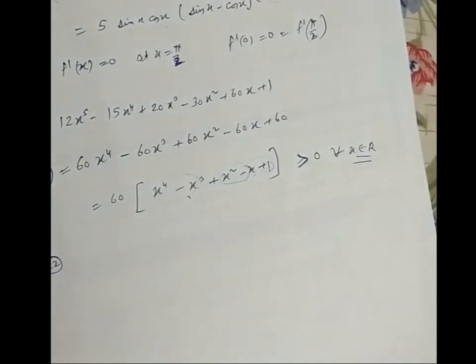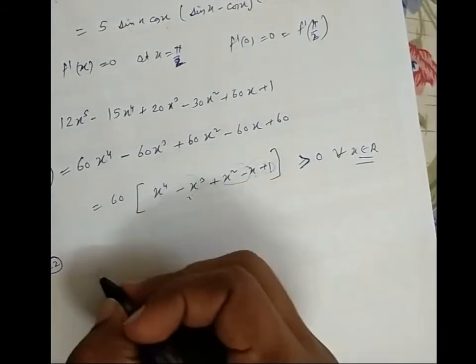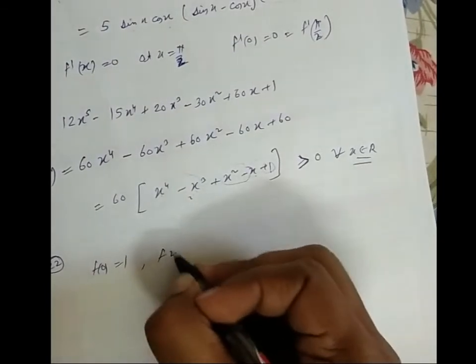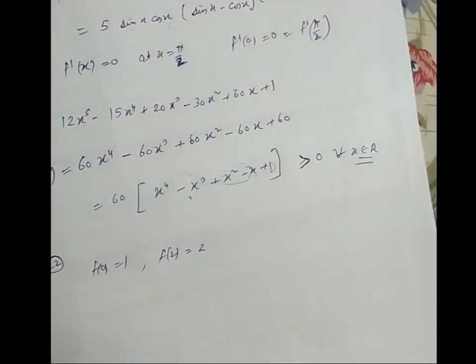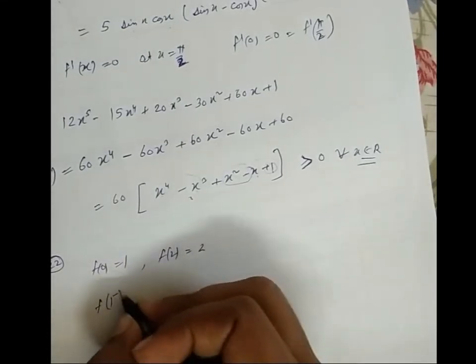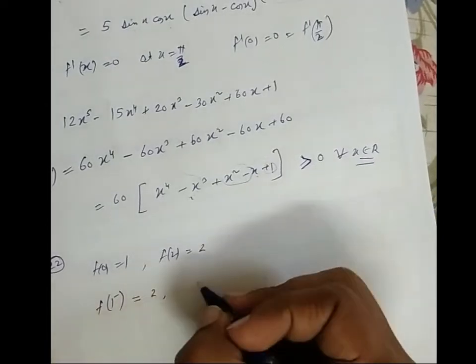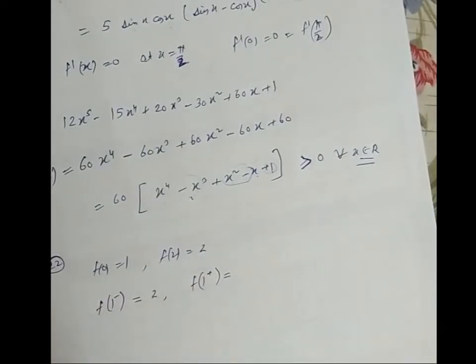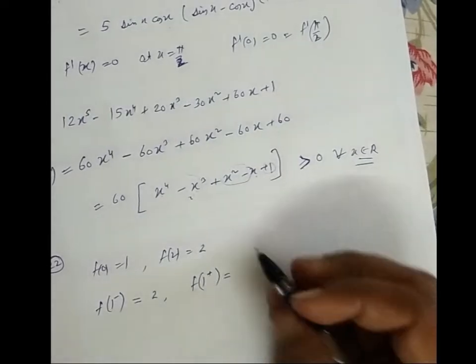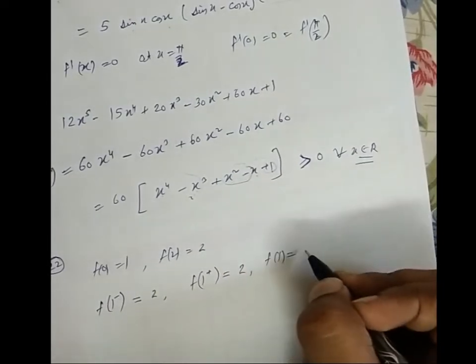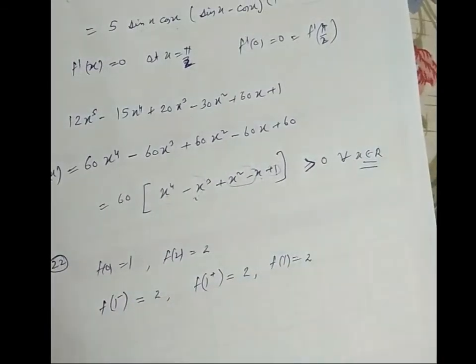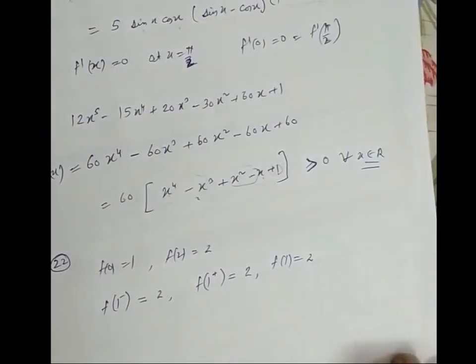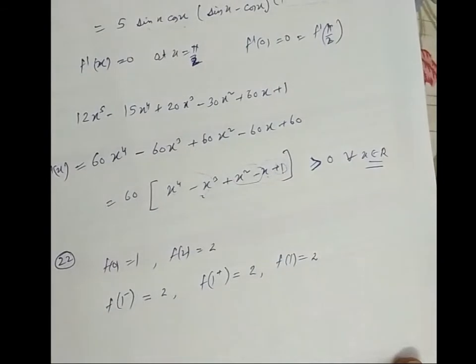Question number 22. Okay. So we can see that f0 equal to 1, f2 equal to 2. We can also easily see that f of 1 negative would be 2. Let's calculate f of 1 positive. So f of 1 positive would be 2 again, and f of 1 equal to 2. So we can comment on continuity and monotonicity of the function. So it would have a unique solution in the domain.